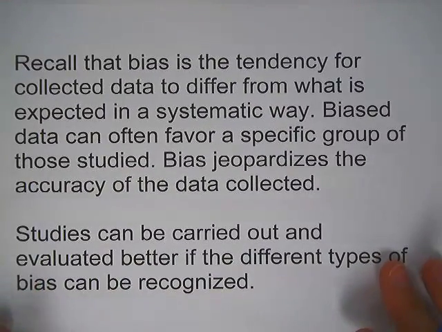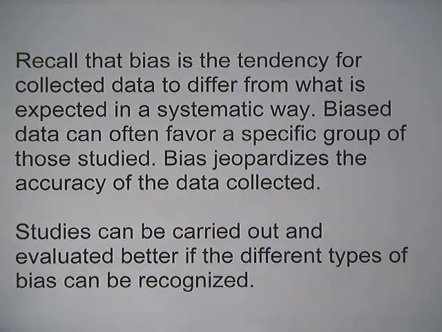So recall that bias in general is the tendency for collected data to differ from what is expected in a systematic way. Biased data can often favor a specific group of those studied. Bias jeopardizes the accuracy of the data collected. Studies can be carried out and evaluated better if the different types of bias can be recognized.